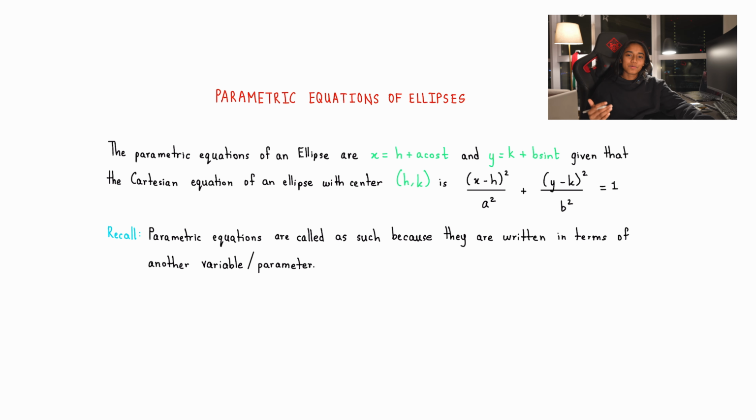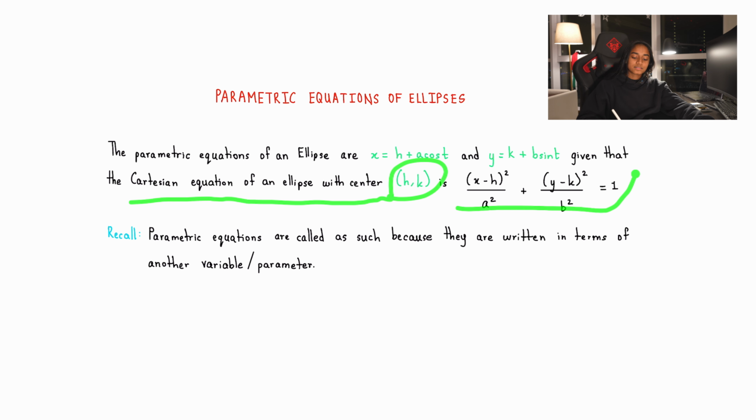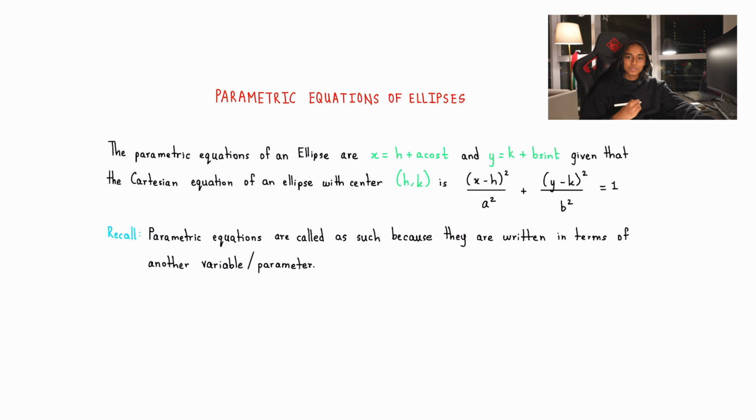Now we're going to learn about parametric equations of ellipses. Again, remember that parametric equations are in terms of other variables, in this case, x and y. The parametric equations of an ellipse are x is equal to h plus a cos t and y is equal to k plus b sin t, given that the Cartesian equation of an ellipse with the center (h, k) is the standard equation that we learned before.